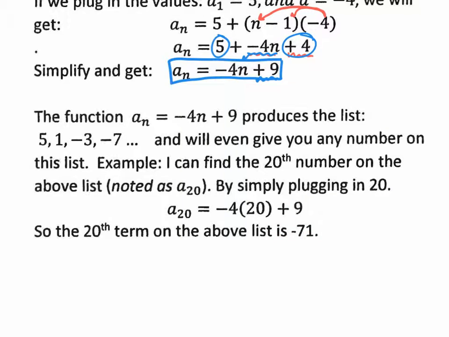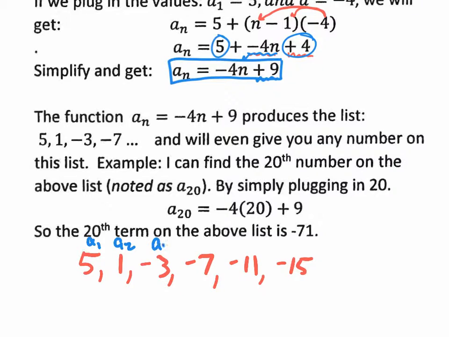So this list: 5 decreases by 4, 1 decreases by 4, negative 3 decreases by 4, negative 7 decreases by 4, negative 11 decreases by 4, negative 15. Now, again, this is your first number, a sub 1, a sub 2, a sub 3, 4, 5, 6. If I go all the way to the 20th number, that 20th number will be negative 71. That far? Yeah. That's why it's important to know the a sub nth rule.